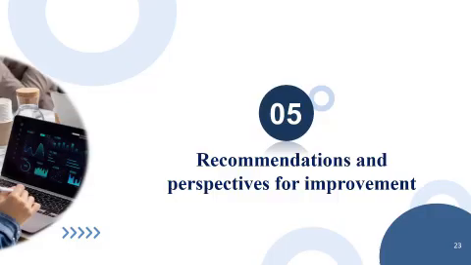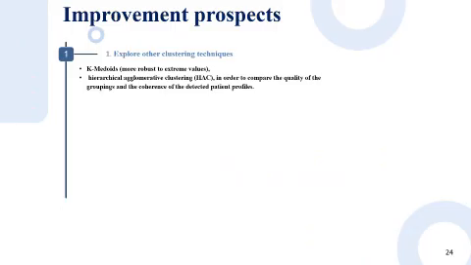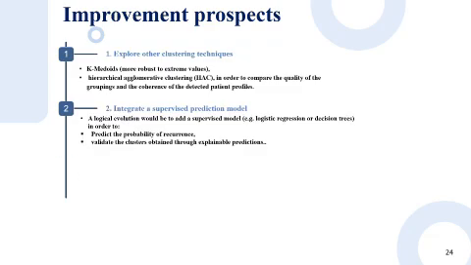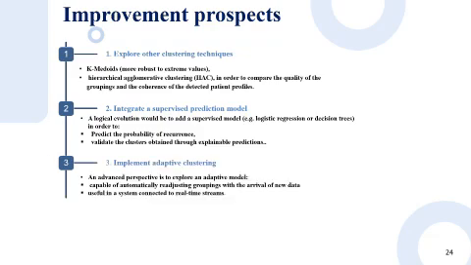From these results, we move on to recommendations and future improvements. 1. Explore other clustering techniques. Use k-medoids or hierarchical clustering to compare the quality and coherence of patient profiles. 2. Integrate a supervised prediction model like logistic regression or decision trees to predict recurrence risk and validate clusters with explainable predictions. 3. Implement adaptive clustering. Develop a model that automatically updates the grouping with new data, useful for real-time systems.